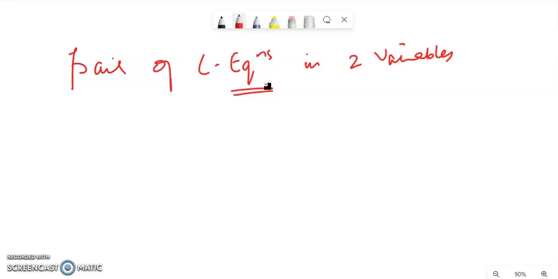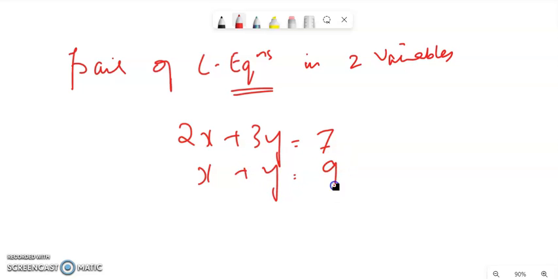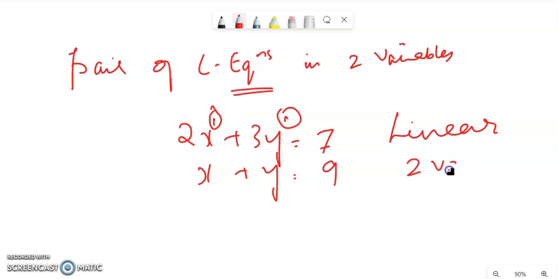So today is the first lesson on this. Let me give an example: 2x plus 3y equal to 7, x plus y equal to 9. These are linear equations. You know the reason, because here the power of both the variables is 1 each. So the power is 1, so it is linear. And how many variables do we have? x and y. We have two variables, hence it is in two variables.